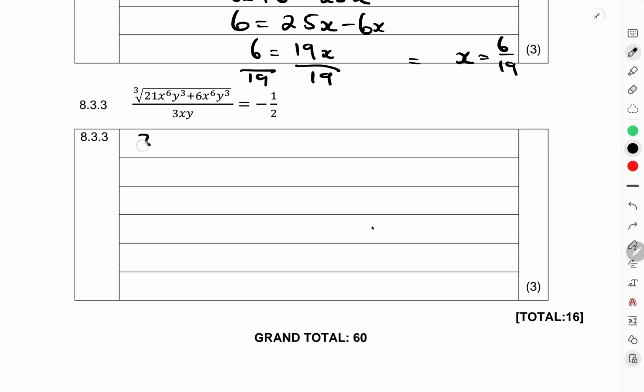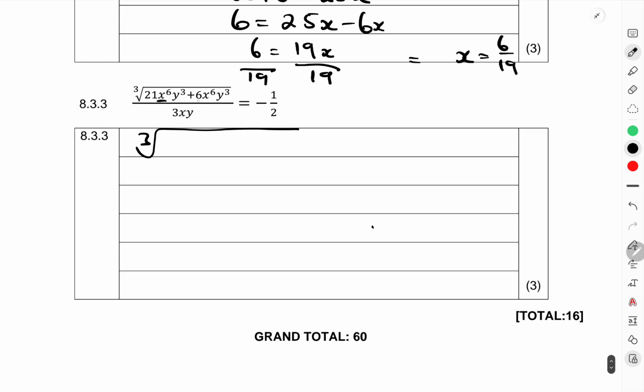Meaning I'm going to have 3 in a cube root. This 21 and this 6, they're going to add each other. Why? Because whatever is inside this particular cube root, they are like terms. x to the power of 6 this side, x to the power of 6 that side, y to the power of 3, y to the power of 3. Meaning these two terms have the same variables, x and y, raised to the same exponent.